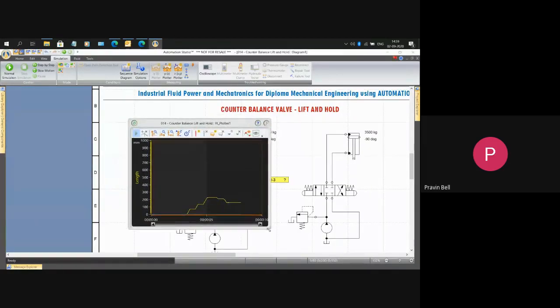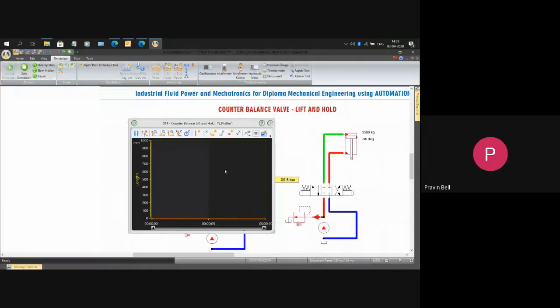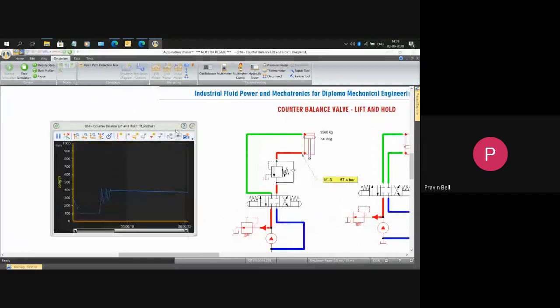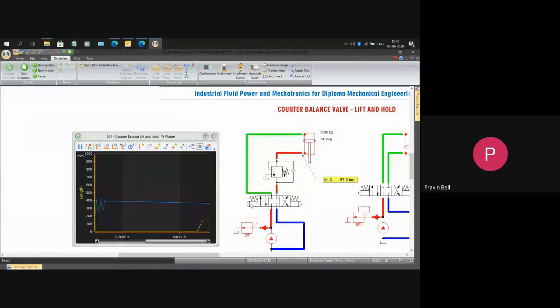So first we'll operate the circuit on the right hand side without the counterbalance valve. And if you see, it is very, very unstable. When I'm lowering it, you can see it is actually vibrating, a very unstable action. Whereas with the counterbalance valve, the operation is very steady. You see, it does not jerk and oscillate like the other circuit. Very, very steady lift and hold operation here.